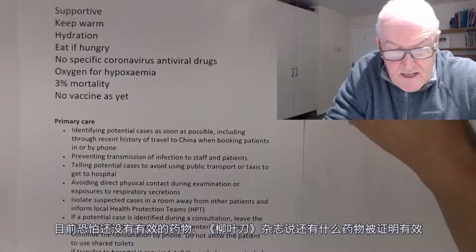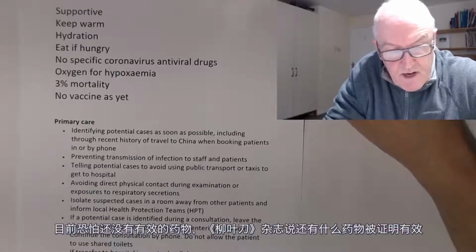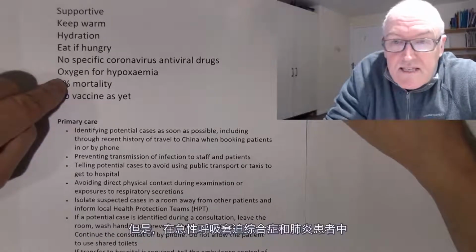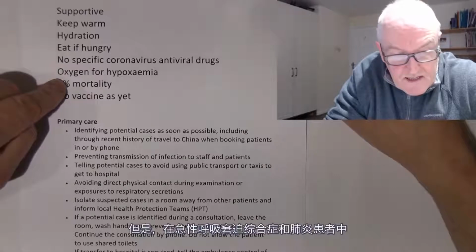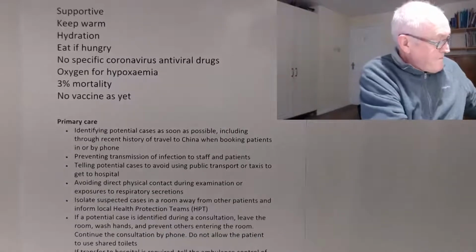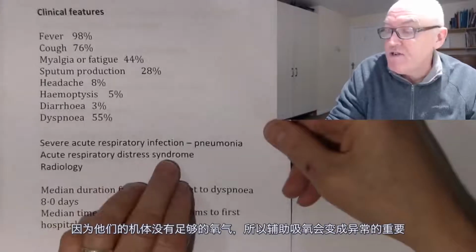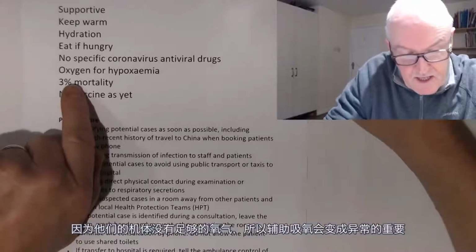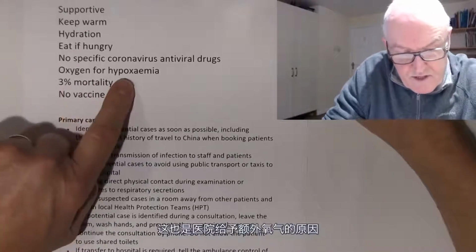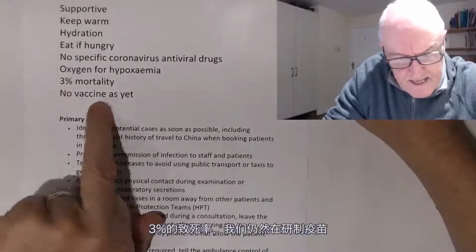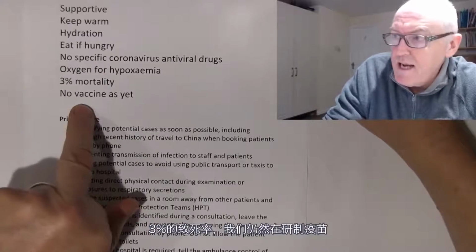No specific antiviral medications, I'm afraid. The Lancet at the moment says nothing has been proved to be effective. But we did say that we can have these acute respiratory syndromes. And if someone's got pneumonia or the acute respiratory distress syndrome, then they're not getting enough oxygen in, then supplementary oxygen would become very important. In fact, that's probably the main reason for hospitalisation, to give extra oxygen. 3% mortality. People are working on vaccines, but we don't have one yet.